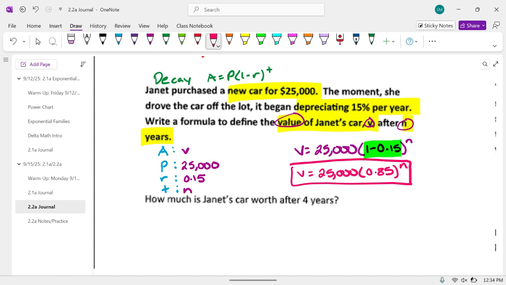Now, we have enough information to answer the next question. How much is Janet's car worth after 4 years? So where am I plugging in the 4? N. So we're going to plug 4 in for N. So this will be 25,000 times 0.85 raised to the 4th power. Someone put that in their calculator. Tell me what you get approximately. Round to the nearest cent.